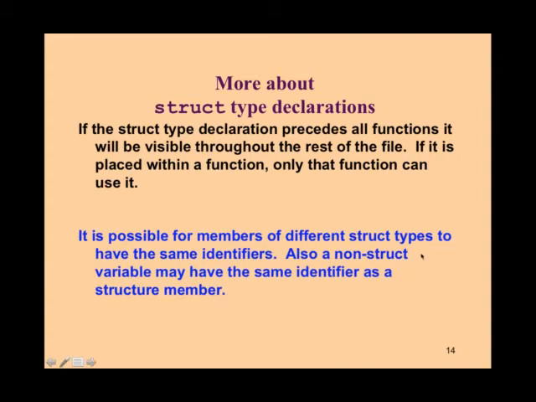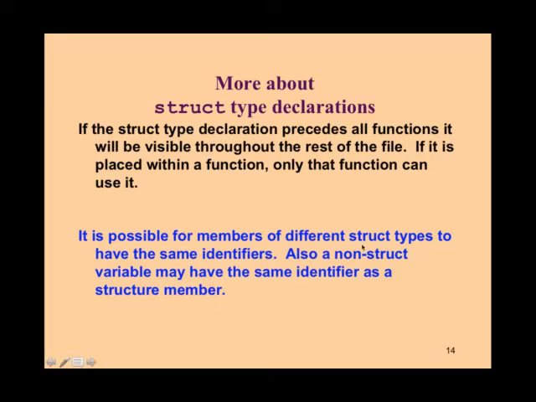It is possible for members of different struct types to have the same identifiers. So if the animal type has an identifier called name, another struct called student can also have an identifier inside it called name. Struct members don't get a monopoly on the variable name. Any other struct can also have that name. A standalone function can have that variable name also.